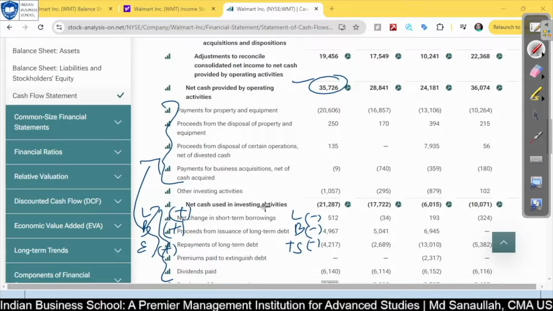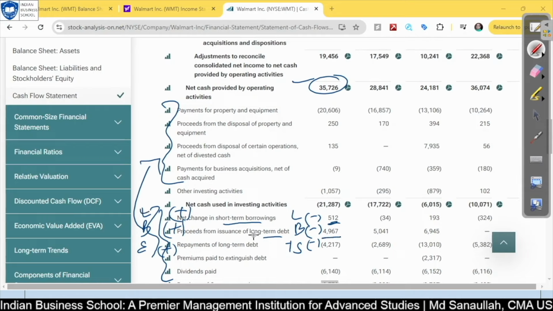Okay, that will increase. If you can see net change in short borrowing, there is changes between two periods. If it is an increase, what does it mean? In short borrowing, they have borrowed a little bit more. So that is why it is positive. Proceeds from issuance of long-term debt. So they are also getting some long-term debt. So that is why they are adding, because they have received loan.